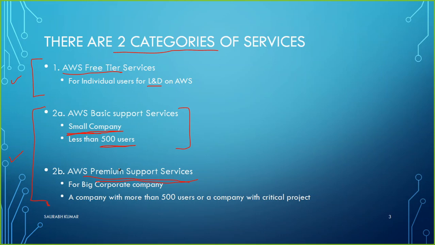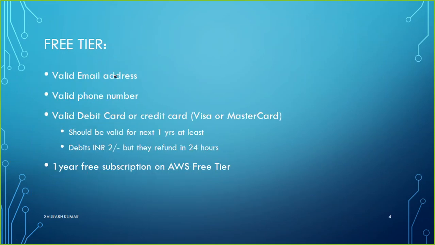Now let's move to the next thing. Maybe I want to go as an individual person for a free tier service, maybe I want to learn AWS, maybe I'm a student and I just want to learn AWS services like you people. So you are going to go for the free tier service. To have a free tier service, what will be the basic requirement and what it actually is, let's have a discussion on that. Here you can see, to have a free tier account or to get a free tier service, you need to have first of all a valid email address.